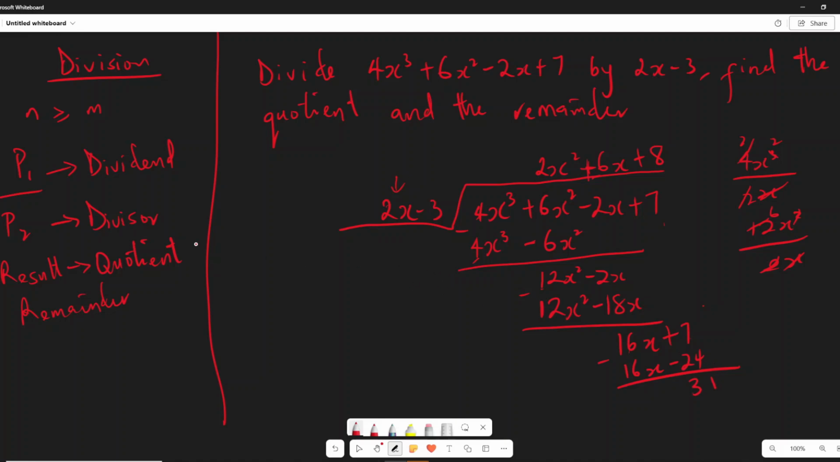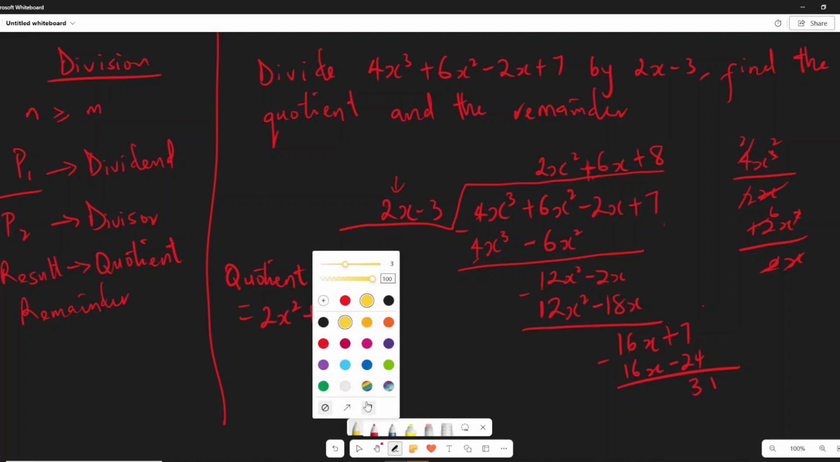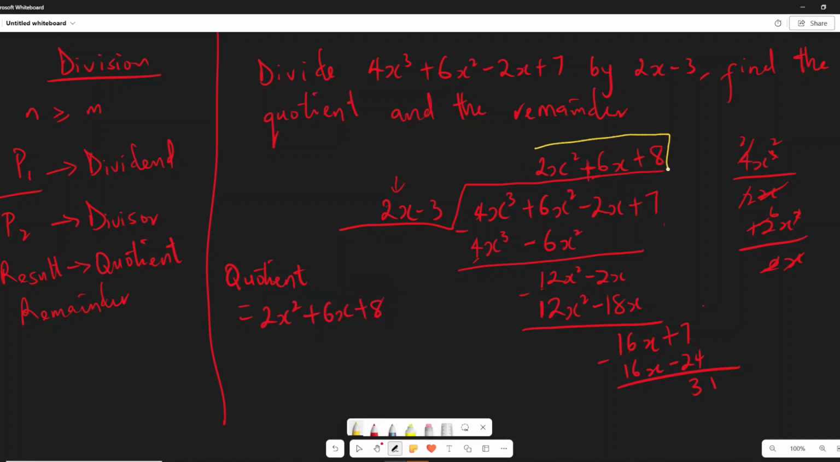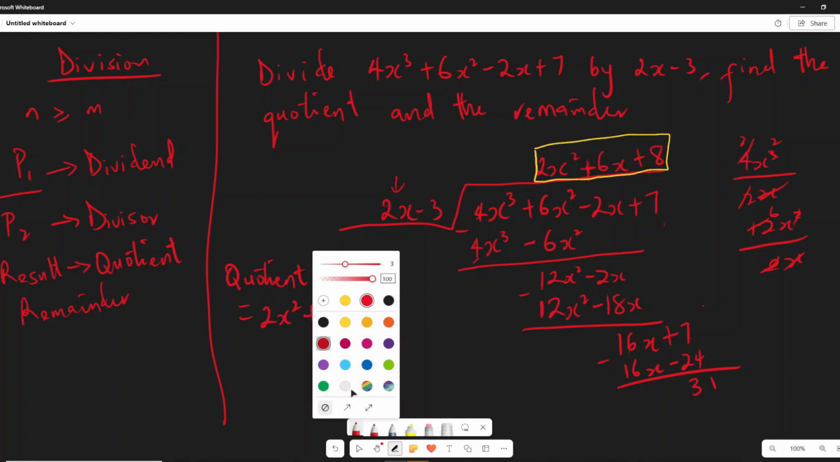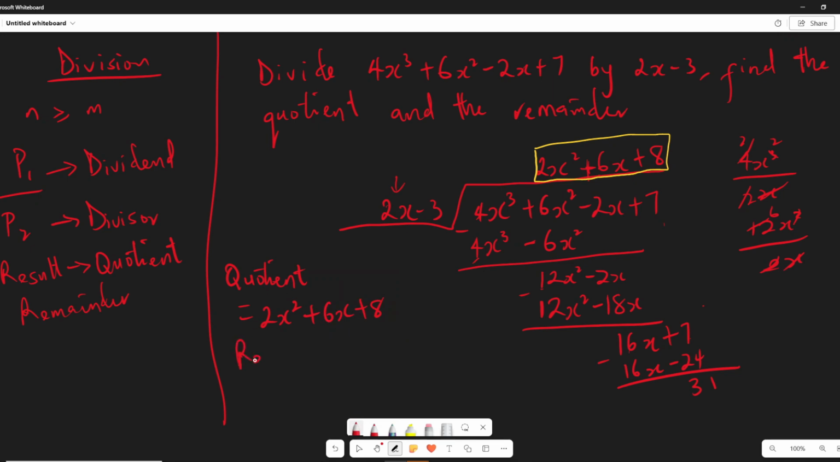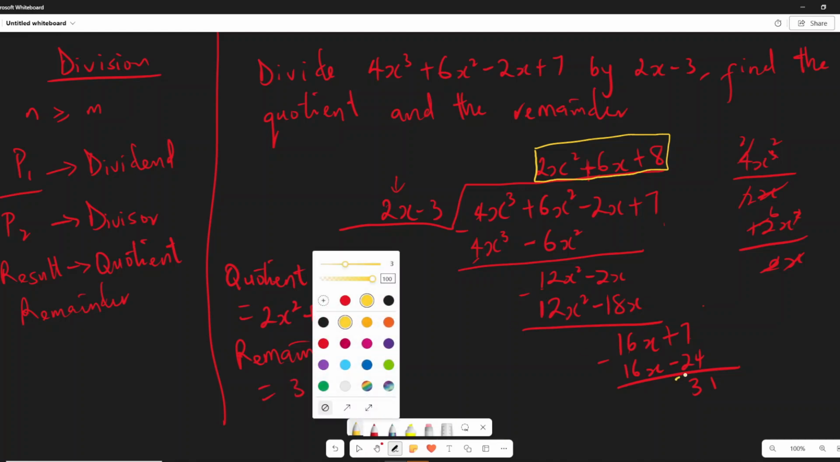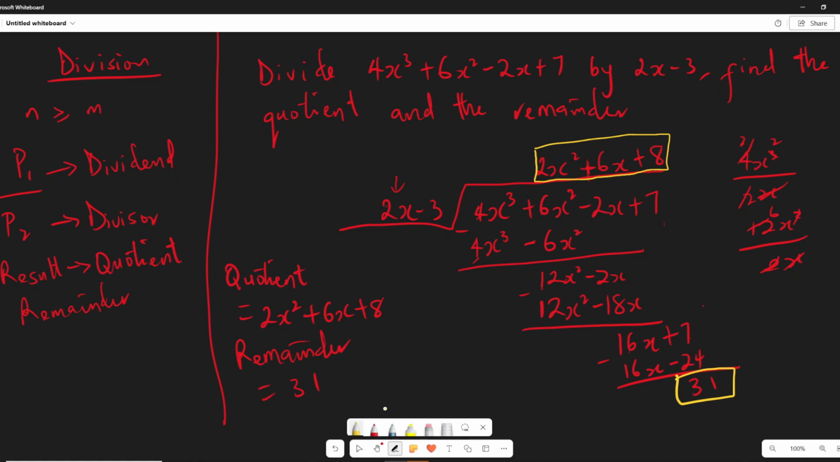That is the remainder. So now our quotient, which we are told to find, is 2x squared plus 6x plus 8, which is the result. Remember, I said that the quotient is the result. This is the result. This is the quotient. While our remainder is simple. I said whatever is left is the remainder. Our remainder is 31. Where did we get 31? At this point. Alright, so this is how we look for divisions of polynomial.